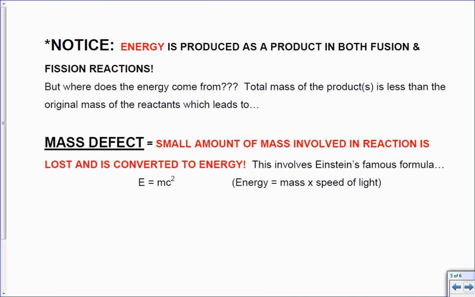Okay. Notice energy is produced as a product in both fusion and fission reactions, but where does the energy come from? The total mass of the products is less than the original mass of the reactants, which leads to this mass defect. A small amount of mass involved in reactions is lost and is converted into energy. This involves Einstein's famous formula, E equals mc squared. Energy is the mass times the speed of light squared.